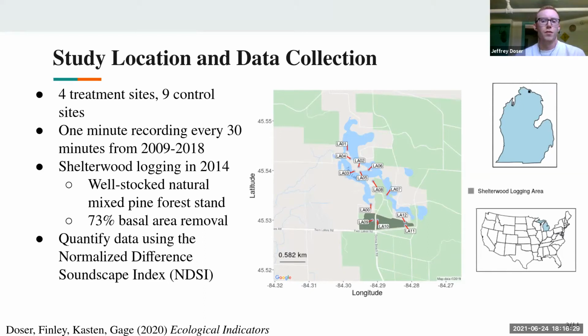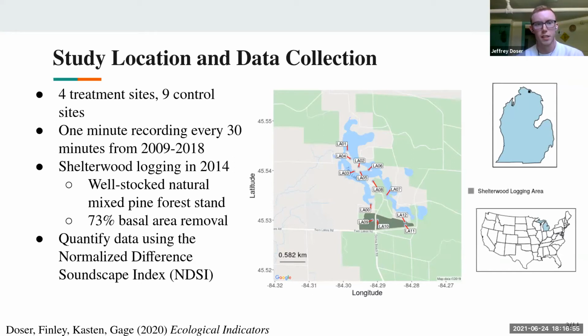And so to do that, what we first did was we quantified the data using the normalized difference soundscape index, which is kind of this general measure of soundscape quality that ranges between -1 to 1, with -1 being dominated primarily by anthropogenic sounds and 1 being dominated by biological sounds in this region of the world.